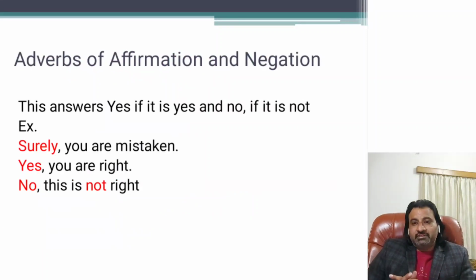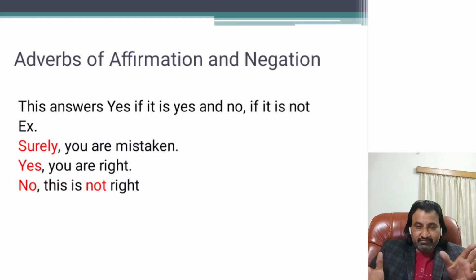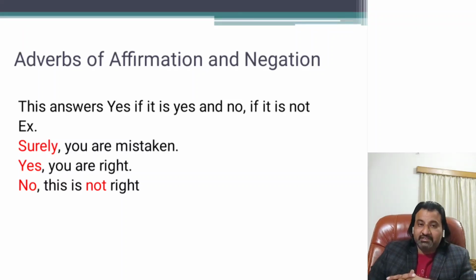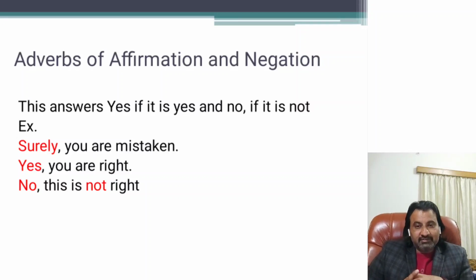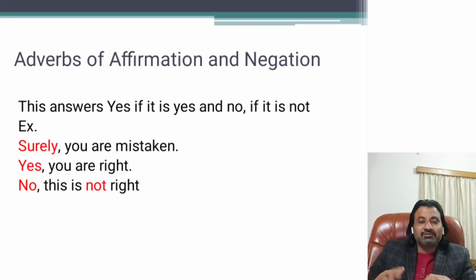To that extent. So these words are the adverb of degree. Adverb of affirmation and negation. There is another type of adverb which is called adverbs of affirmation and negation. This answers yes if it is yes and no if it is not. For example, surely you are mistaken. Yes, you are right. No, this is not right. So these words, surely, yes, no, they are all adverbs of affirmation and negation.